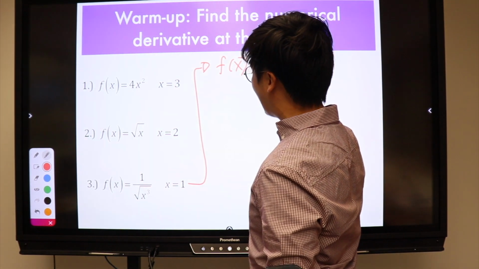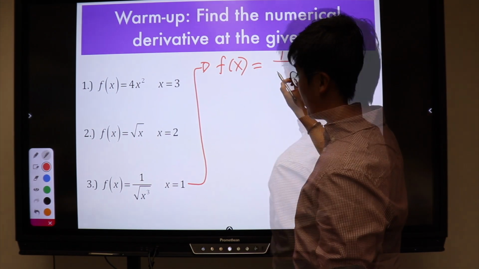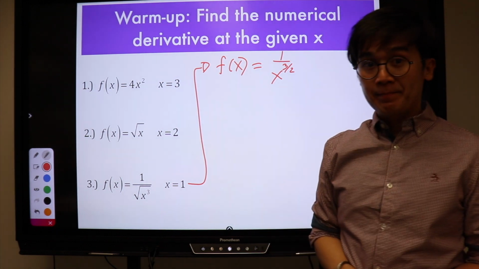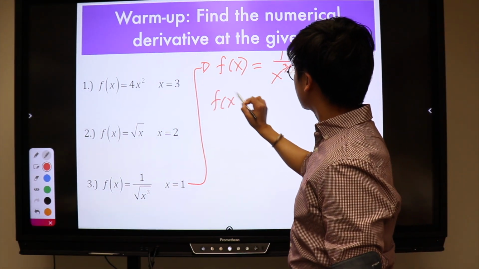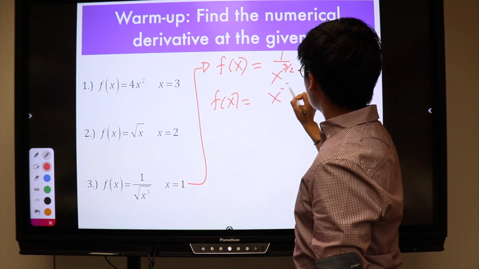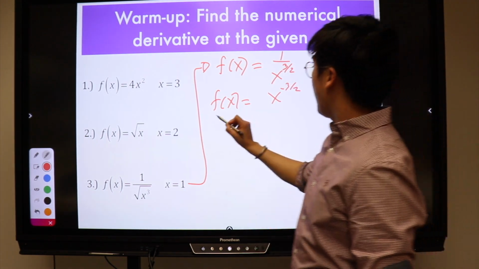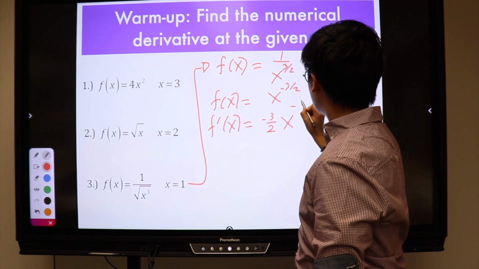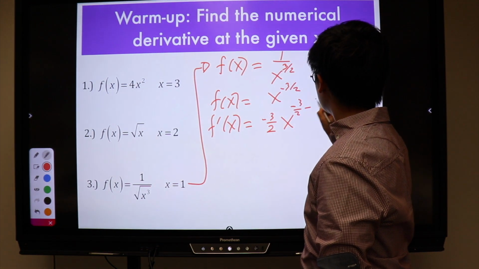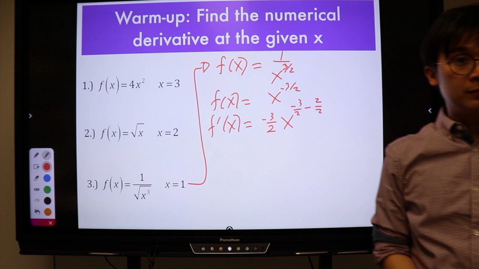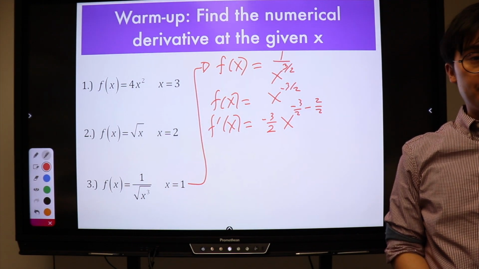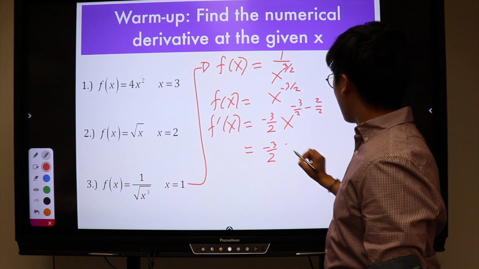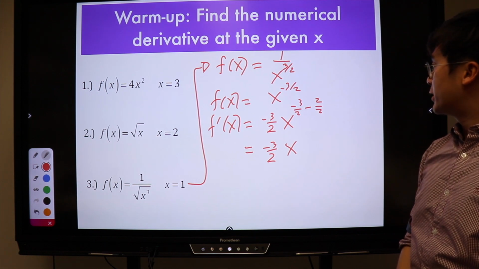So this will turn into, I'll change it into rational exponent, 1 all over x raised to 3 over 2, right? And then this will turn into x to the negative 3 all over 2, right? f prime of x is equal to negative 3 all over 2, x to the negative 3 all over 2 minus 2 all over 2, right? And then this will turn into negative 3 all over 2, x to the, what's negative 3 all over 2 minus 2 all over 2?